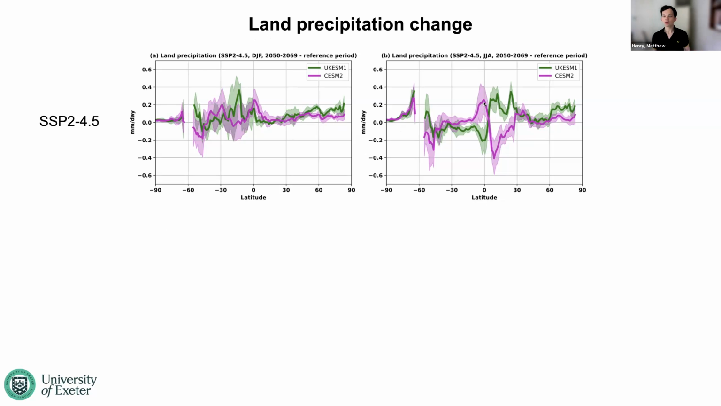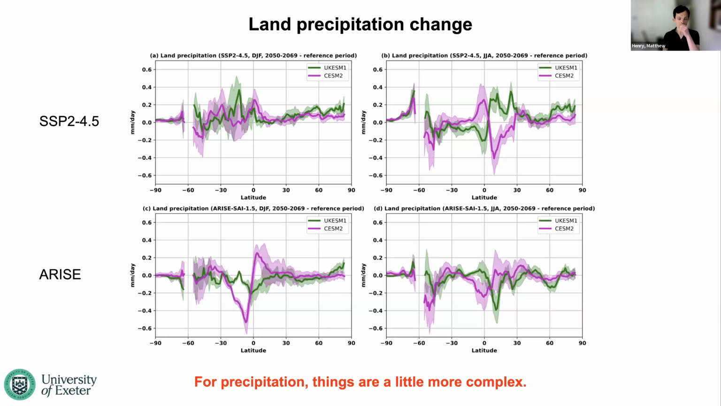Even then, in the change in land precipitation under SSP245, the two models disagree on the sign of the change in the tropics, even without stratospheric aerosols. But if you look in the geoengineered climate, in June, July, August, there's less of a disagreement in the change in the tropics, but in December, January, February, there's more of a disagreement. So the story around precipitation is, I guess, a bit more complicated than the story around temperature change.